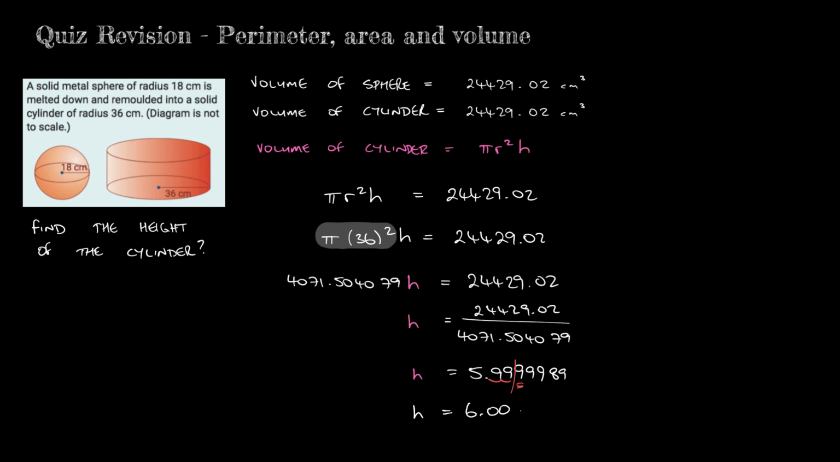So my final answer for this one will be h is equal to 6.00 centimeters. Now, had you said 6 centimeters, you'd be correct. Had you said 6.0, you'd be correct. Had you said 6.00, you'd be correct. If you'd left it as 5.999 and so on, you'd lose a mark or 2 for rounding, but generally speaking, you've shown that you understand the question. So that's all the questions from the quiz, so I'm going to leave it at that.